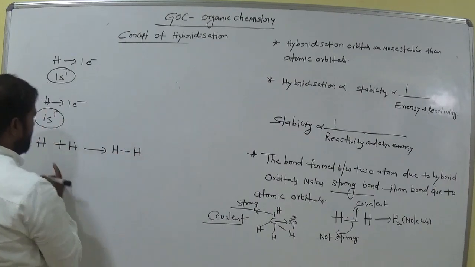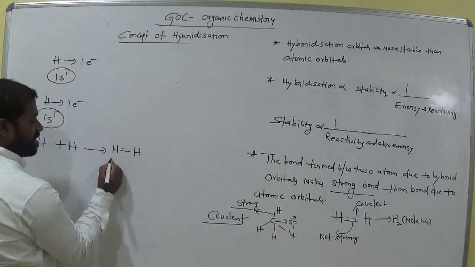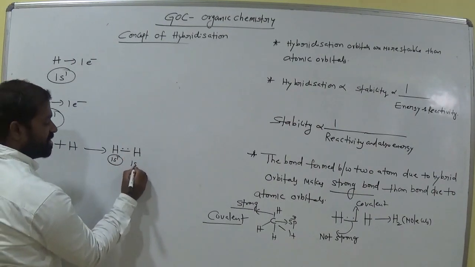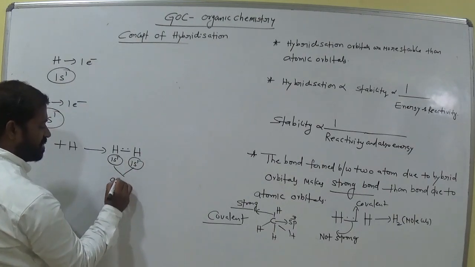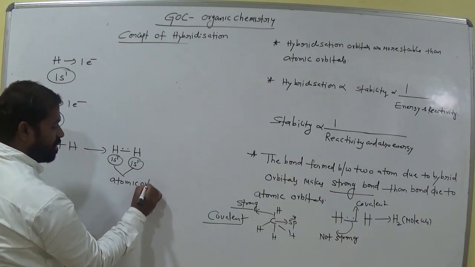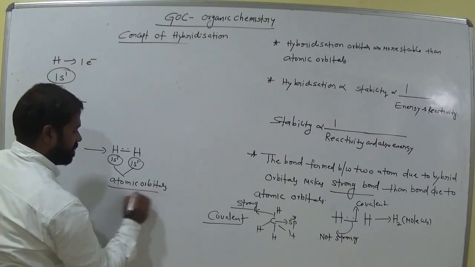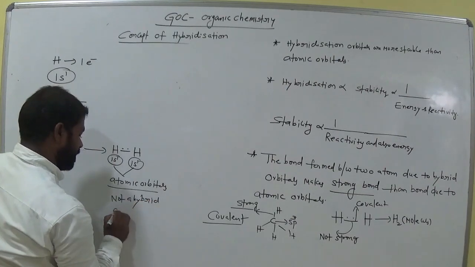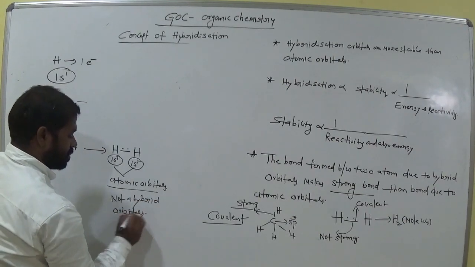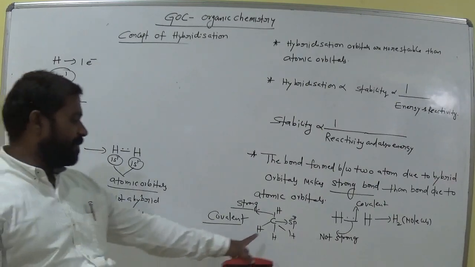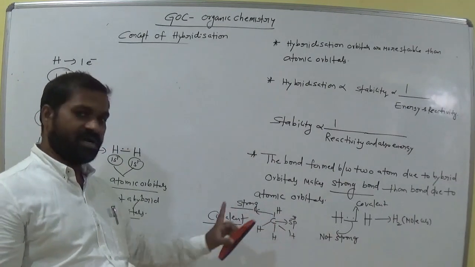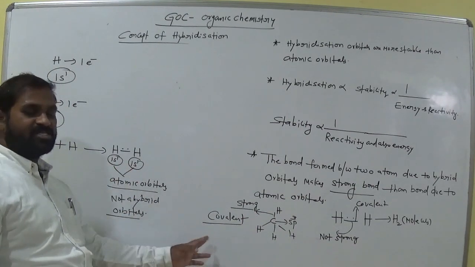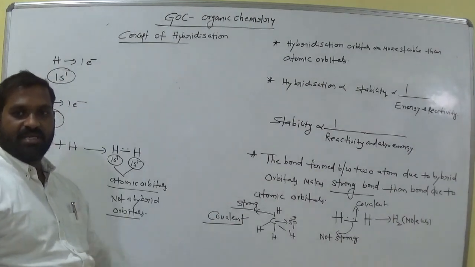H2 means H bond H. This hydrogen gives one electron from the 1s orbital, and this hydrogen offers one electron in 1s1. These two are atomic orbitals, not hybrid orbitals. Is it clear? Here hybrid orbitals are involved from carbon, so it is strong. So covalent. It is also covalent, but atomic orbitals are involved. Now which bond is strong? The hybrid orbital bond is strong. Clear? That point?